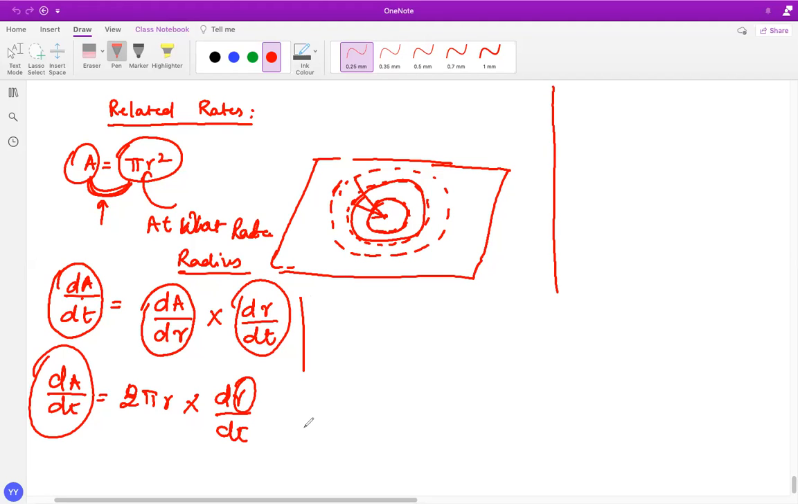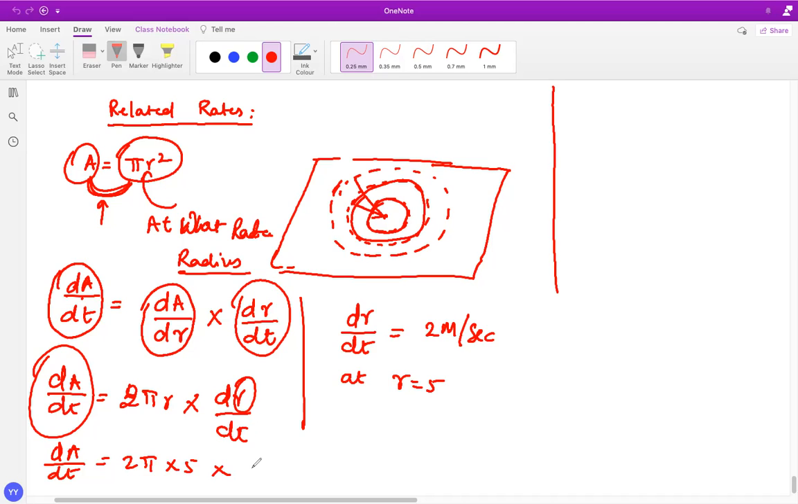If one of the quantities is known to me, let's say the radius is increasing at a rate of 2 meters per second, then at an instance when the radius is 5, my area will change at a rate of 2 pi times 5 times 2, assuming the radius is 5 meters.